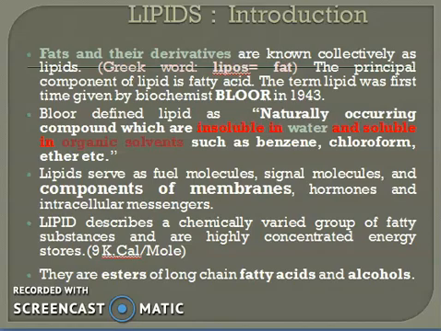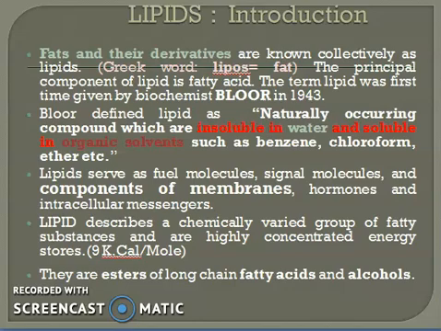The term lipid was first given by Bloor. Bloor is the scientist, in 1943. He gave this term. Now how did Bloor define it? He defined lipid as a naturally occurring compound which is insoluble in water and soluble in organic solvents. What are the organic solvents? For example, ether, benzene, alcohol, chloroform.